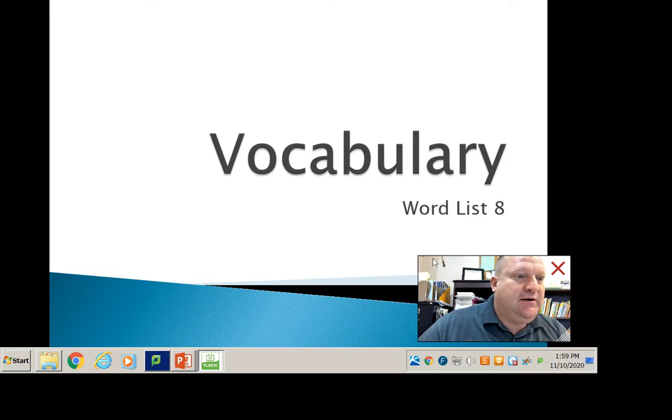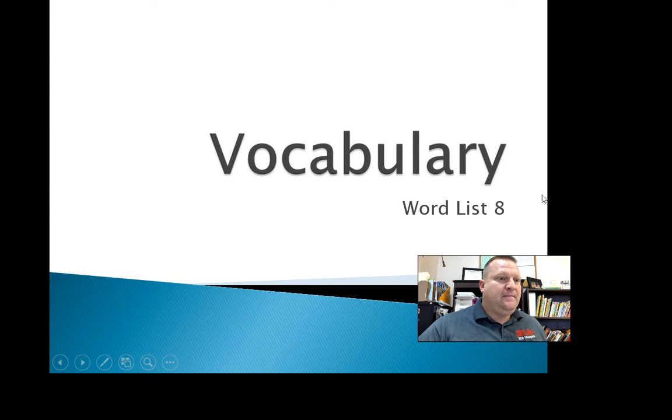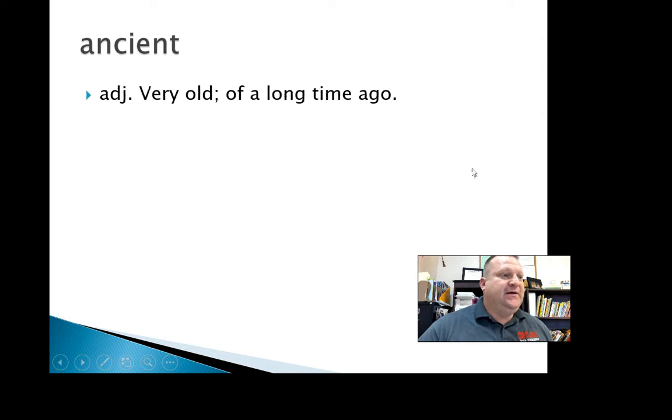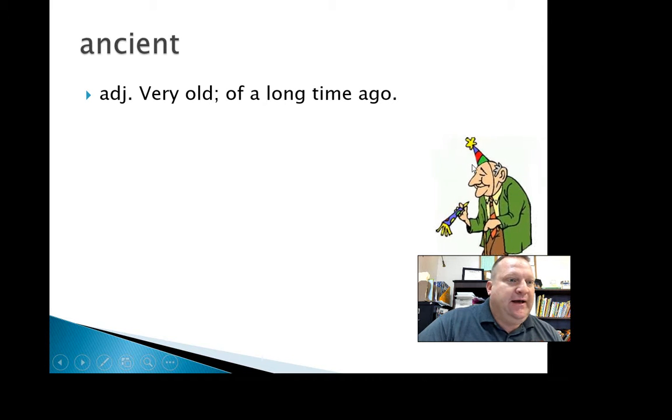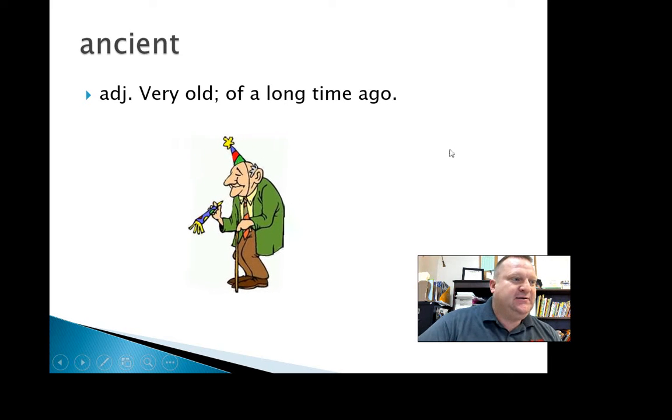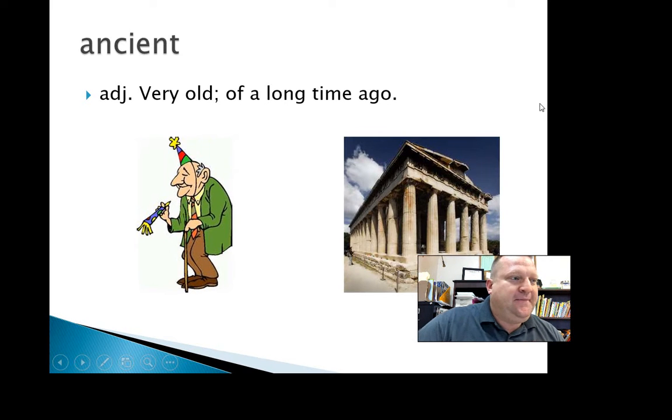Alright, this is good. Alright guys, vocabulary word list 8. The first word is ancient. If something is ancient, it is very old, or it's from a long time ago. This old fellow wiggling across the stage here, he is ancient. Poor fella. Also you see here a very old ancient building from ancient Greece, I believe.